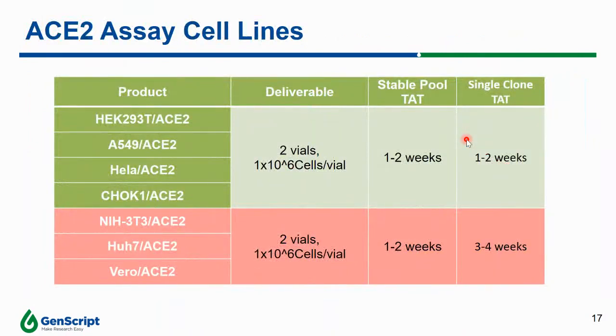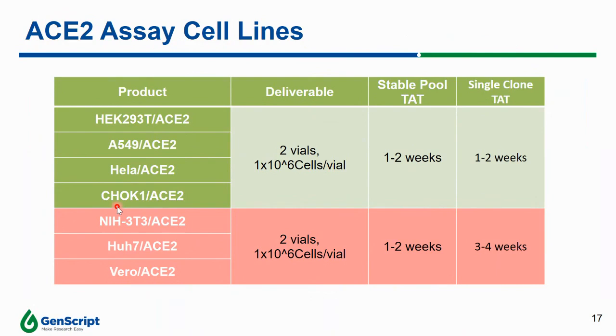Furthermore, we have developed assay cell lines with high expression of the human ACE2 receptor. These cell lines include HEK293T, A549, HeLa, as well as CHO-K1 cell lines for drug discovery purposes. For example, these cell lines can be used for neutralization assays in order to screen for antibodies and other small molecules that can block pseudovirus or live virus infections.